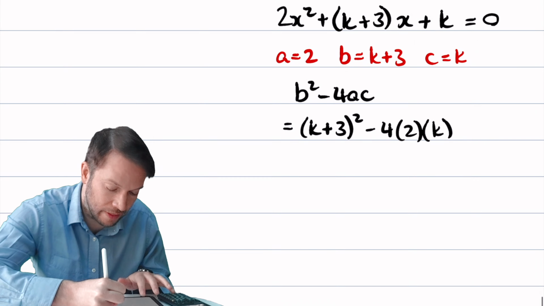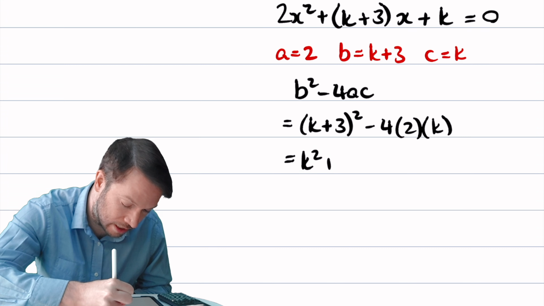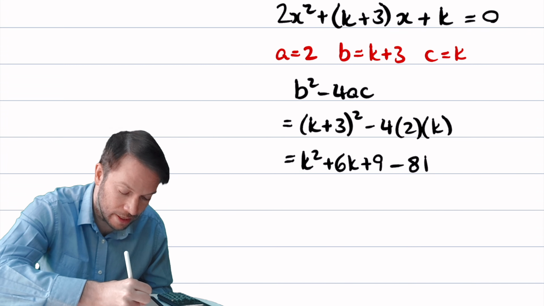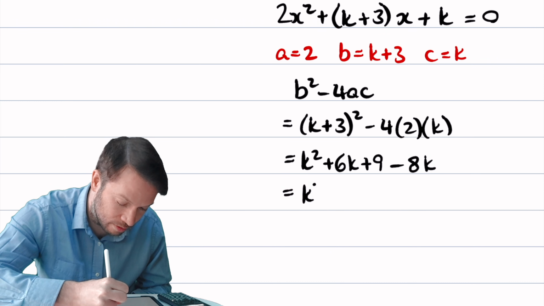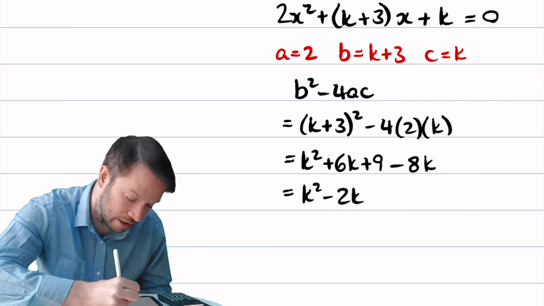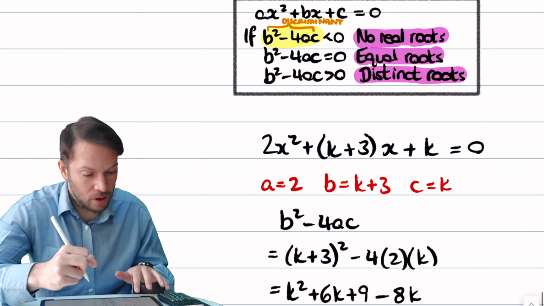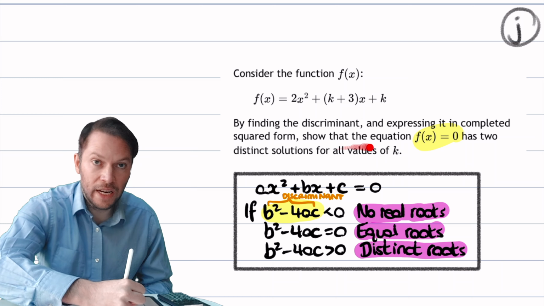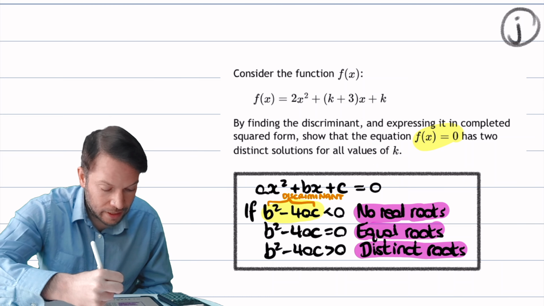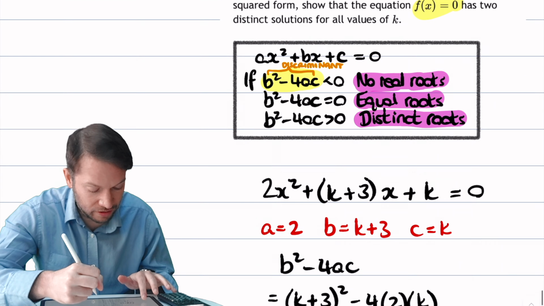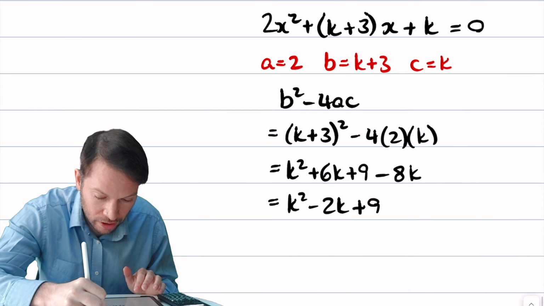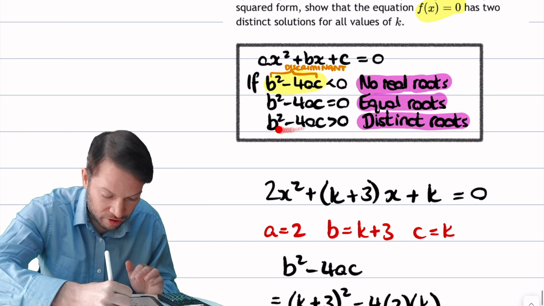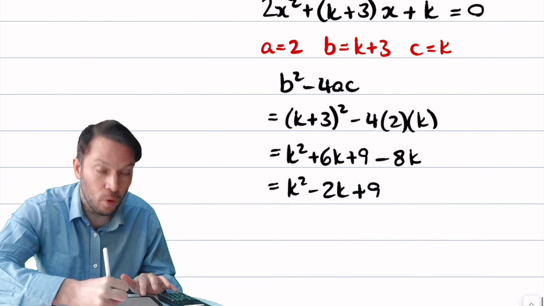And let's just simplify that. That's going to give you k squared plus 6k plus 9 minus 8k. And let's just simplify that. That's k squared minus 2k plus 9. Now, it says we want to show that for all values of k, we have two distinct solutions. So basically, we want to show that this is always greater than 0, because the discriminant is always greater than 0 for all values of k.